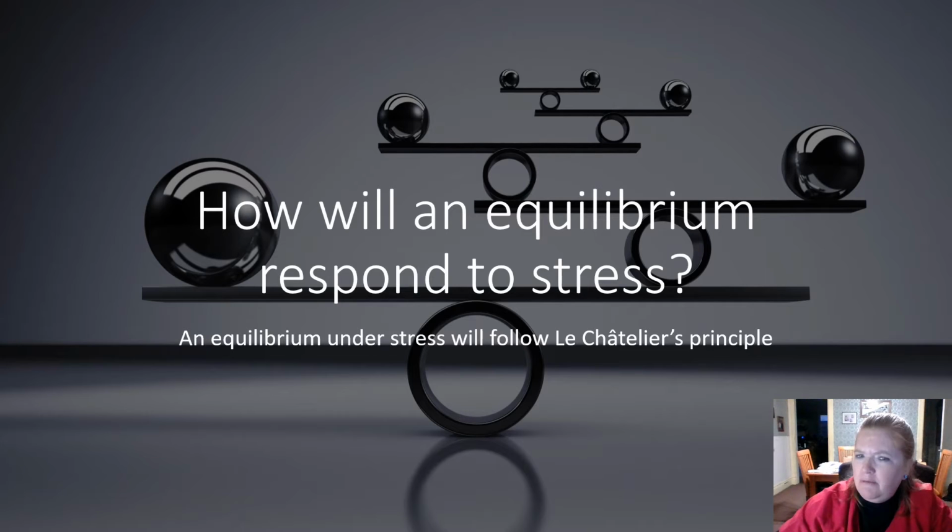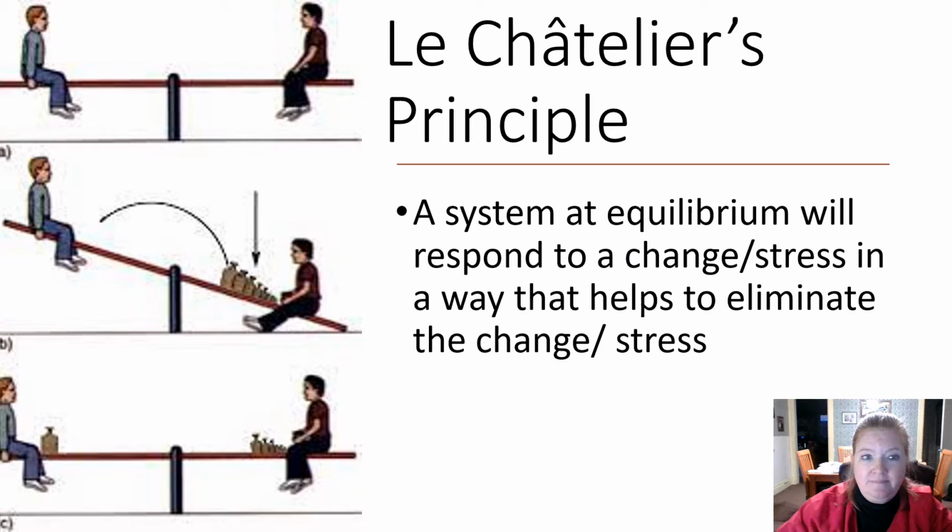So how will an equilibrium respond to stress? An equilibrium under stress will follow Le Châtelier's principle. So what does that mean? Le Châtelier's principle says a system at equilibrium will respond to a change or stress in a way to get rid of the stress. Systems aren't going to respond in a way that makes the problem worse. They're going to try and fix the problem. As you can see in this visual, we're at equilibrium, stress is applied, and in this case, we distribute the mass and resolve the stress. Let's see what happens in reactions.